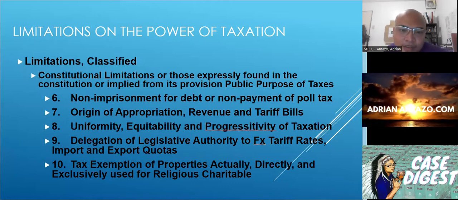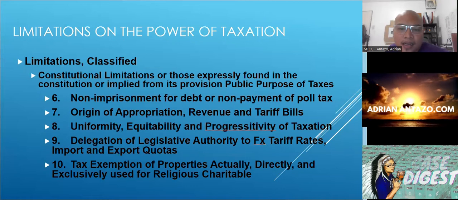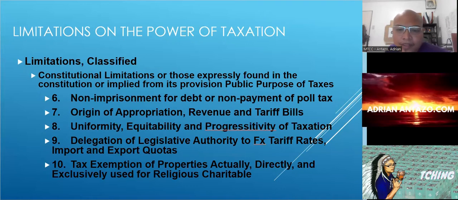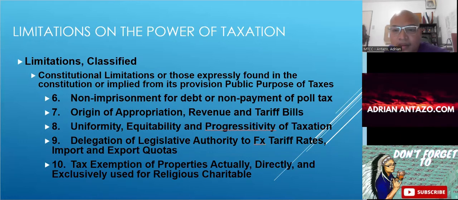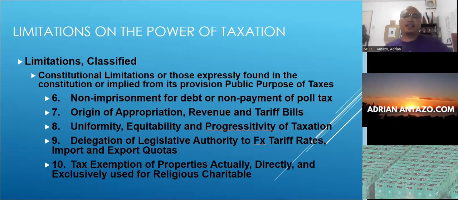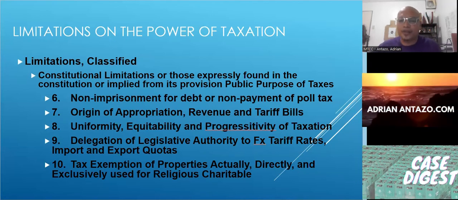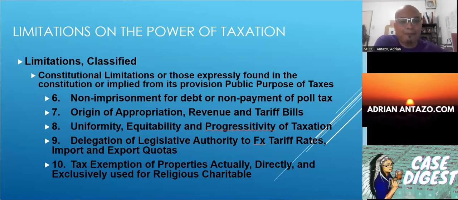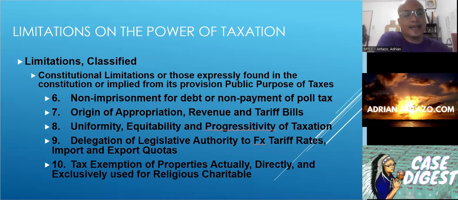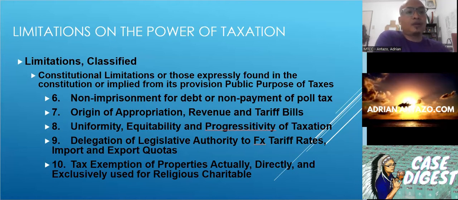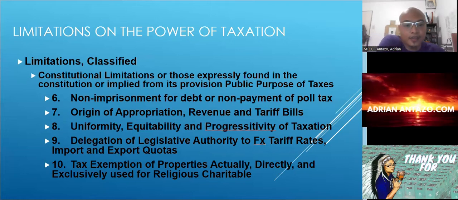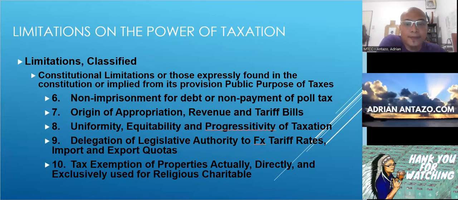Okay, next is a constitutional limitation for public purpose of taxation. Another is non-imprisonment of debt or non-payment of poll tax. Yung non-payment of poll tax, kasi ito yung isang kaso, akala ko ba sinasabi nyo hindi dapat nakukulong pag hindi nagbabayad ng tax, nakalagay sa Constitution yan. Right? Pag utang lang, hindi ka dapat makukulong kasi nakalagay sa Constitution, walang kulong pag utang lang.